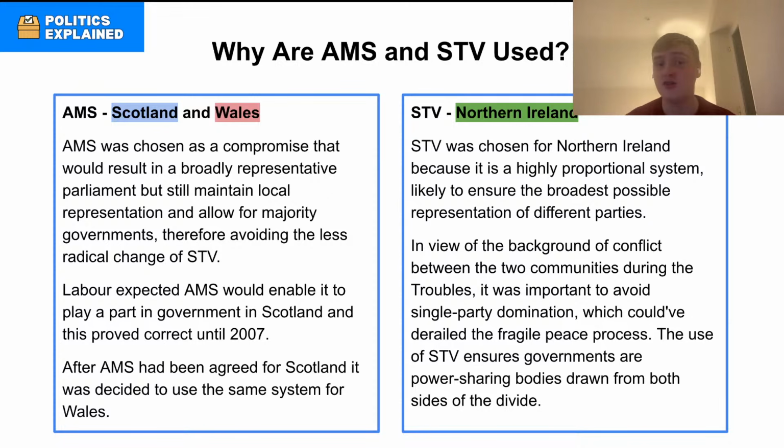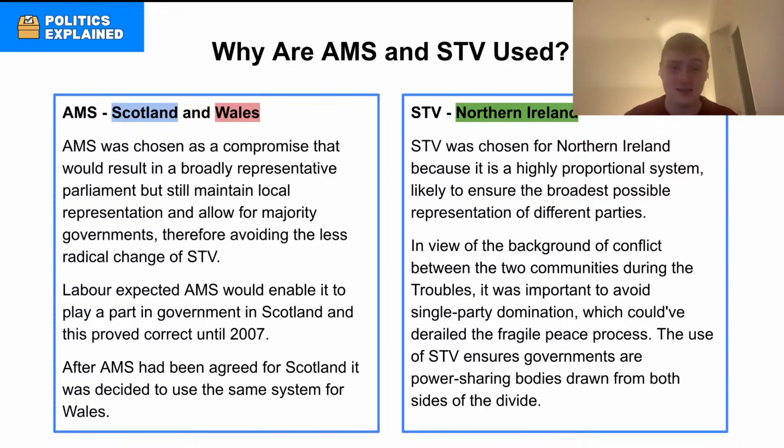In Scotland, the additional member system was chosen as a compromise that would result in a broadly representative parliament, but still maintain that local representation. You might bring that into an argument if you think the additional member system is the most effective electoral system in use in the UK. It combines more proportionality with still having single member constituencies, the first past the post element, which can be seen as a key benefit for local representation.